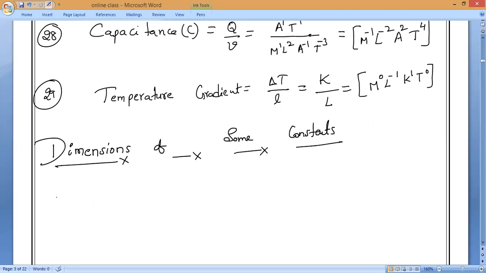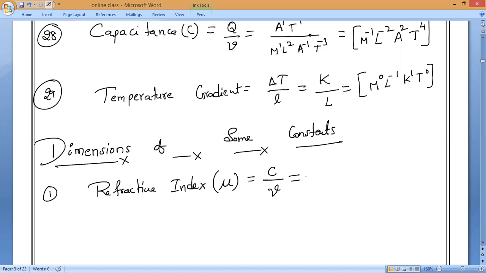So let us take the first constant which we studied, refractive index. As I told you, refractive index is represented with mu or we can represent it with eta. It doesn't matter, I will represent it with mu. Refractive index means what is the formula? Speed of light in air divided by speed of light in a given medium. Yes or no, guys? Remember?